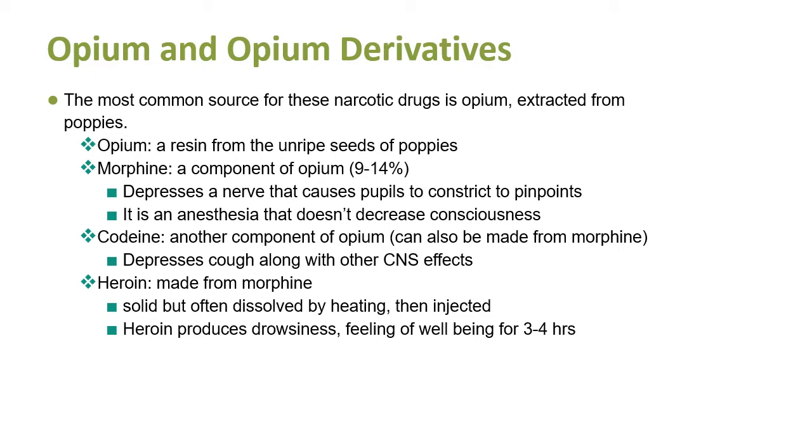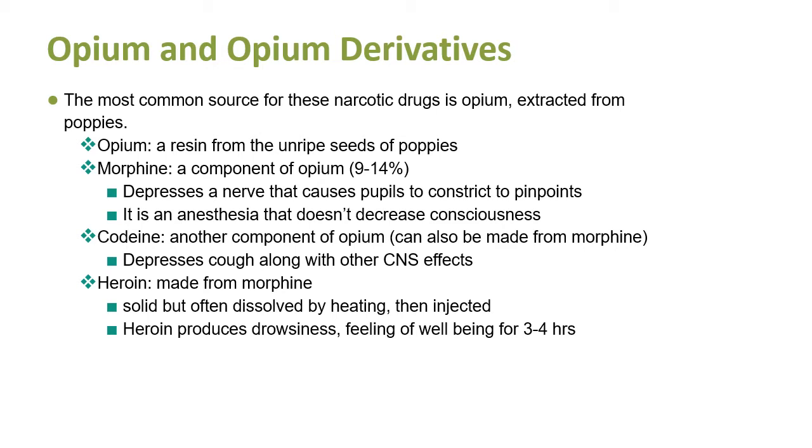Codeine is another component of opium. Technically, you can also take morphine and do chemical reactions to it and produce codeine. So there's two ways to get codeine. And it depresses cough. So that's been used in a lot of cough medicines in the past and even in present prescription use. Along with also depressing the central nervous system and having a lowered effect of breathing and blood pressure, it also can depress cough. It sort of weakens the lungs' response to irritation, and so you don't cough as much.